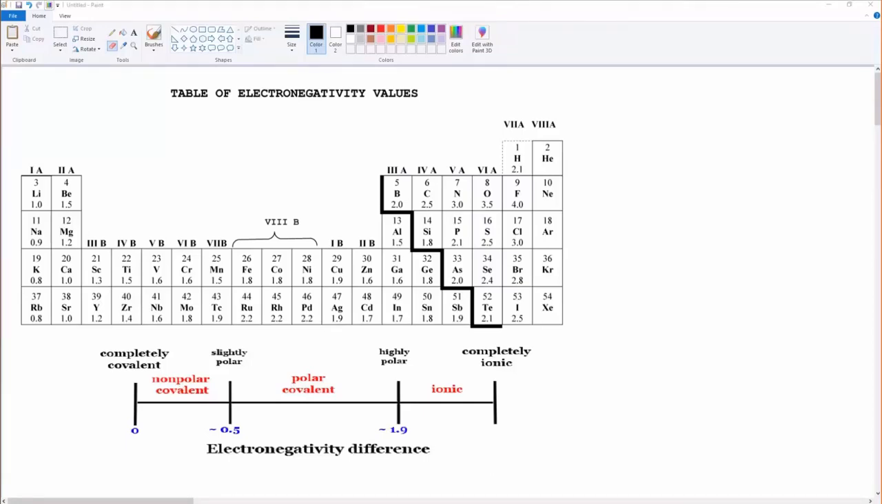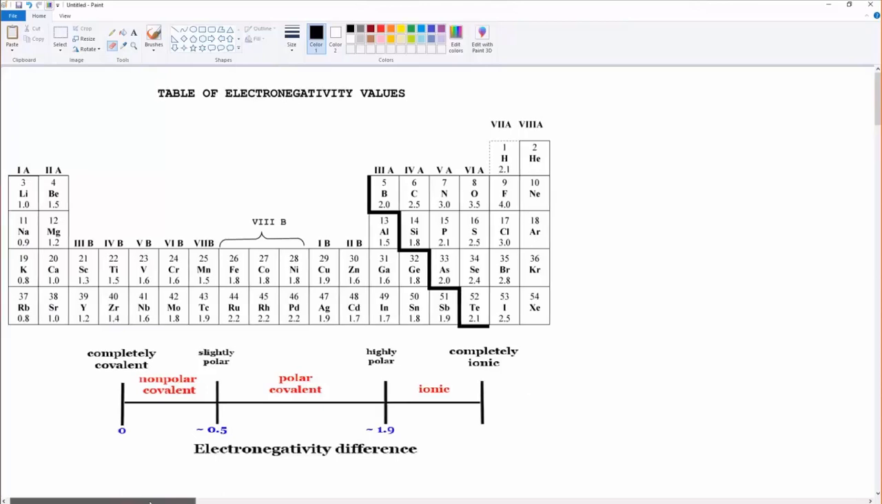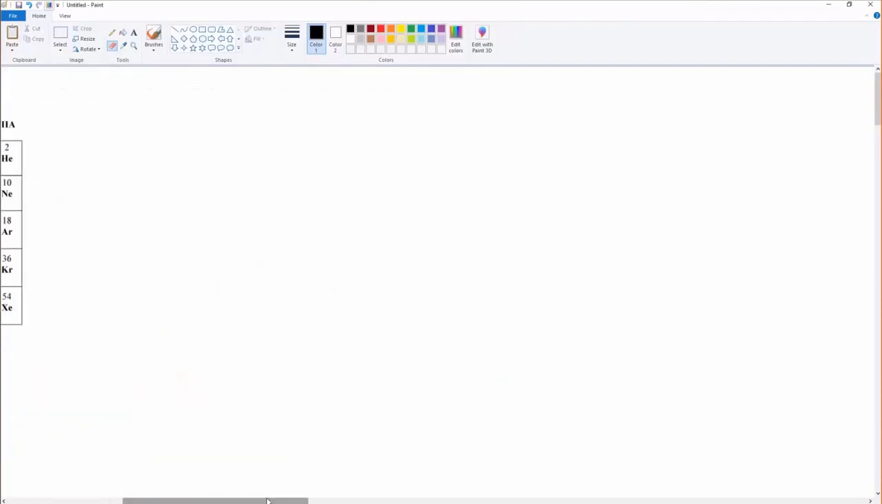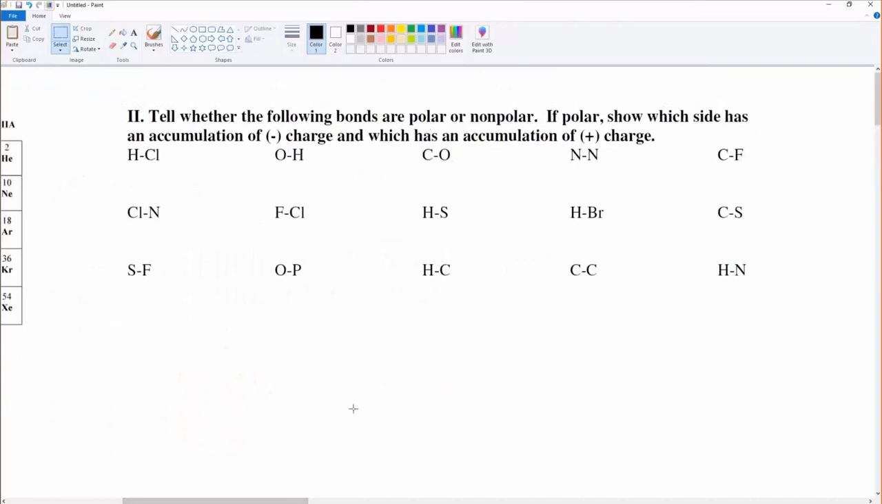So just as a quick reminder, we'll look at section 2 of your worksheet here. So section 2 of your covalent properties worksheet has you doing exactly this. So you look at the HCl or the ClN or the SF bond. We're going to say this atom's bonded to that atom. We're going to compare the differences in electronegativity values to see if something is polar.